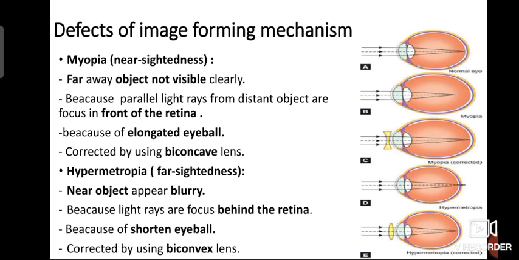The second is hypermetropia, farsightedness. Near objects appear blurry because light rays are focused behind the retina because of a shortened eyeball, corrected by using a convex lens. In the diagram we see the hypermetropic eye. In hypermetropia, the light rays focus behind the retina. We can correct it by using a lens so the light rays focus on the retina.